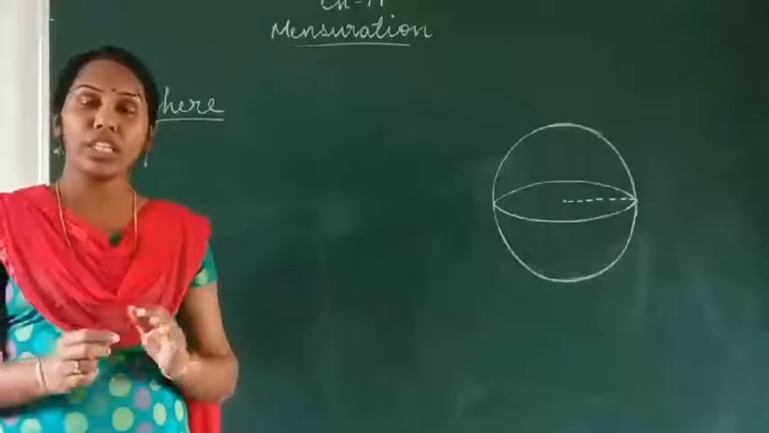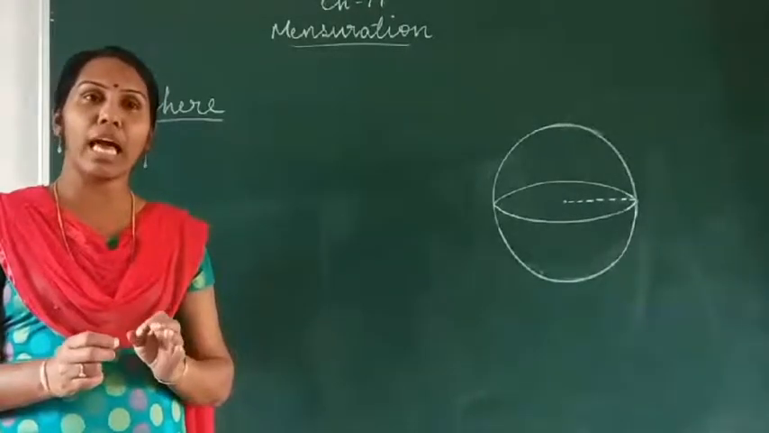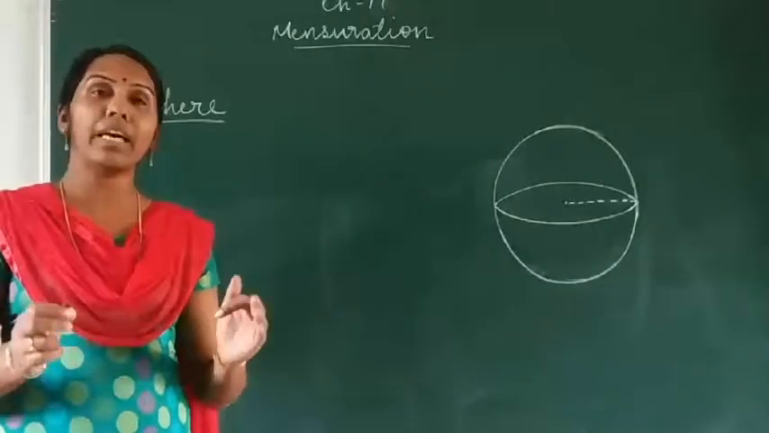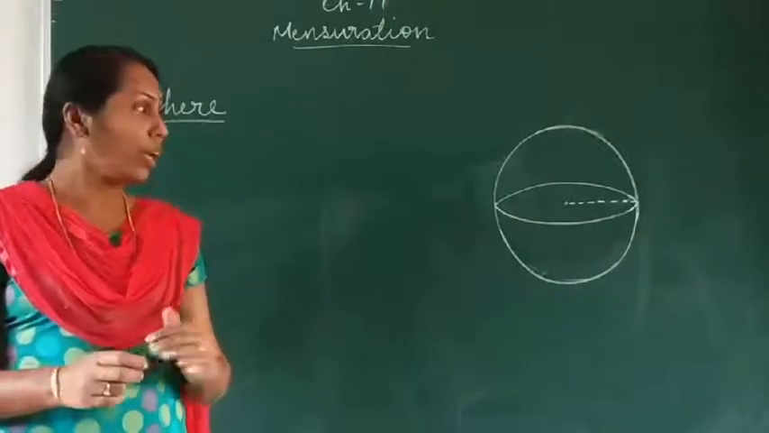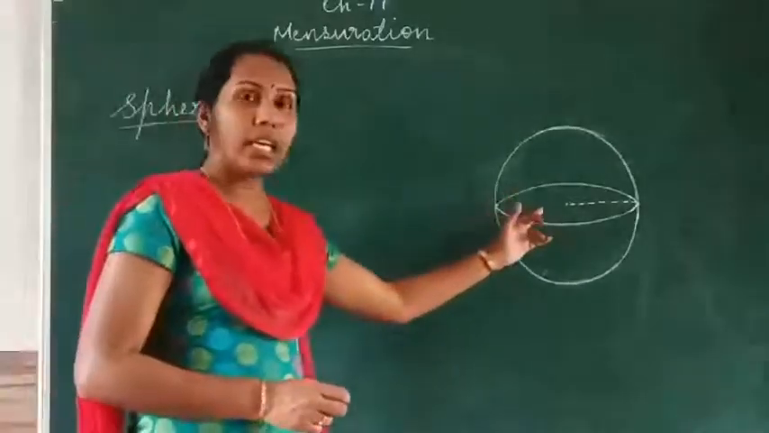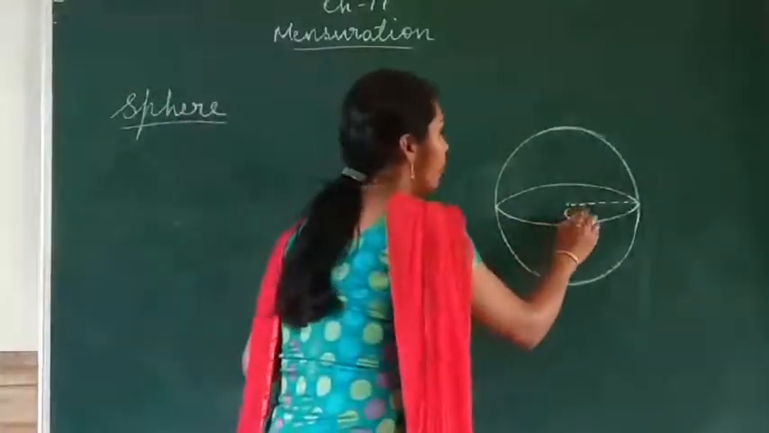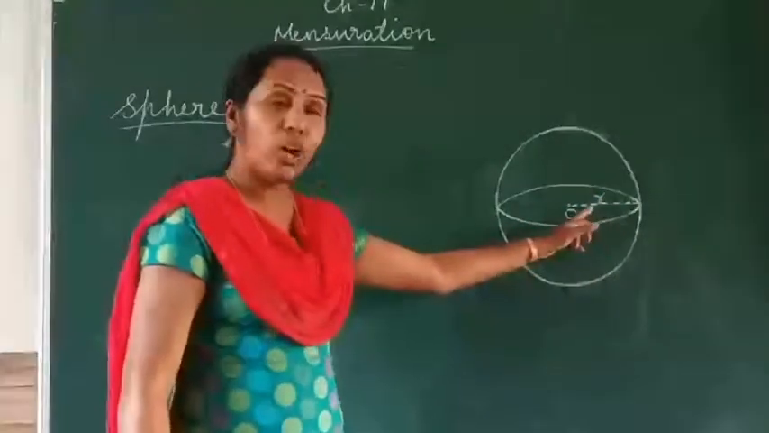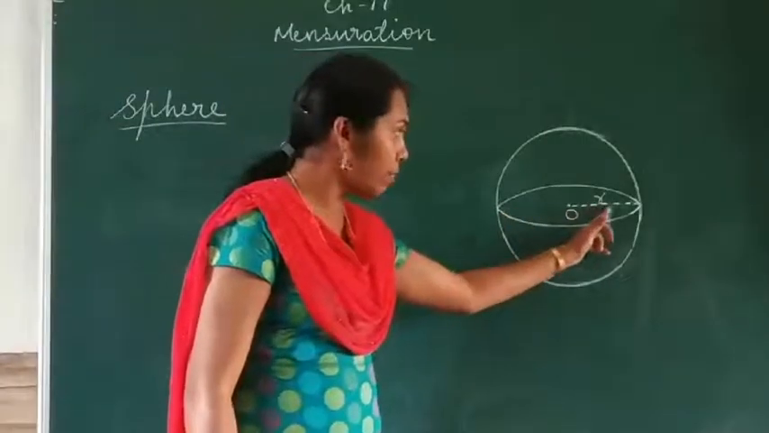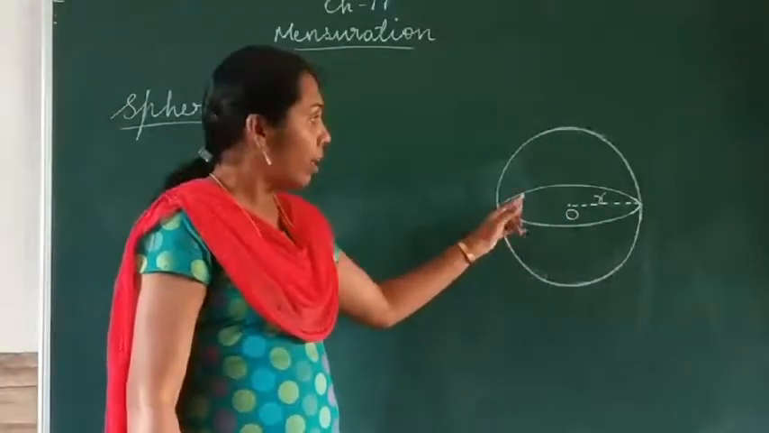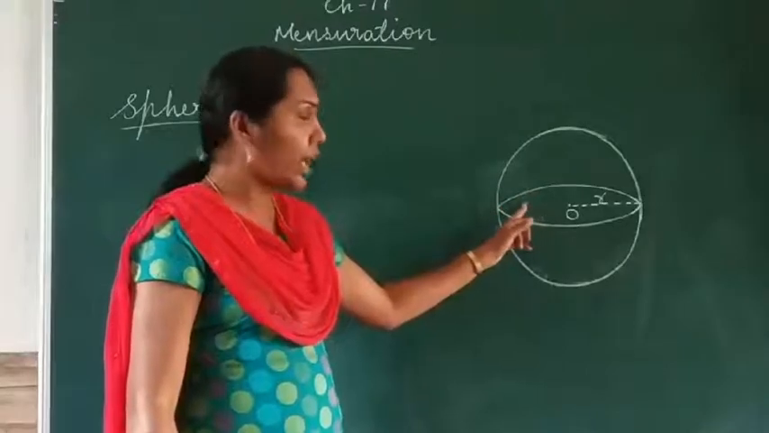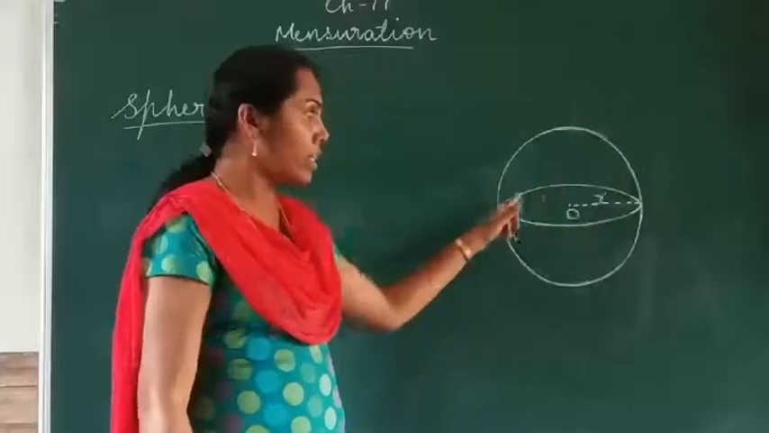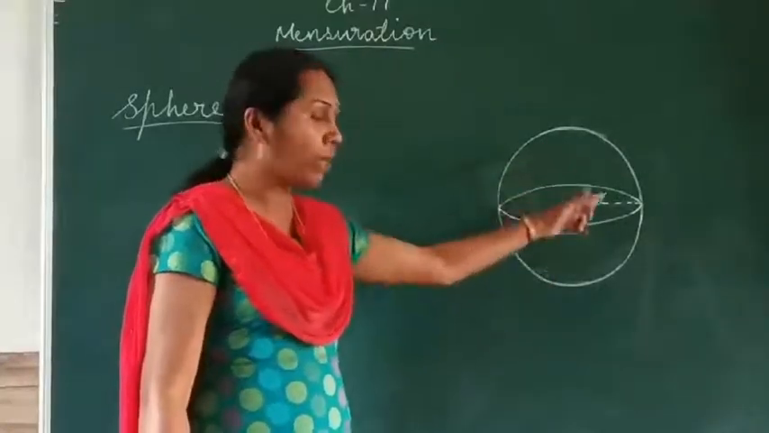When a circular sheet is revolved about any of its diameters, a three-dimensional figure, a sphere, is formed. So here we can see, let us consider a circle with the center O and radius R. When it is revolved about any of its diameters, a three-dimensional figure is formed, and that figure is known as a sphere. In this case, it is a hollow sphere, as a circle is revolved and a hollow sphere is formed.